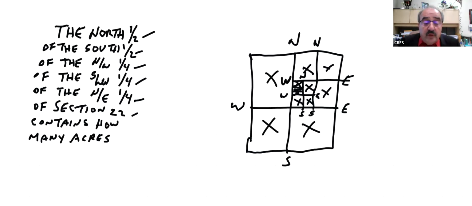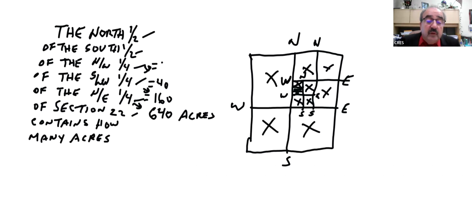And what I did is I took a fourth of that. 640 divided by 4 equals 160 acres. 160 divided by 4 equals 40 acres. 40 divided by 4 equals 10 acres. Then I took half of 10, which equals 5 acres, and half of that again, which equals 2.5 acres. The parcel of land I just described is 2.5 acres.